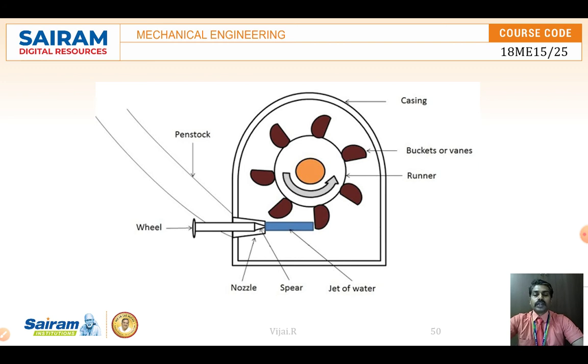So this is how the flow of water can be controlled, and we adjust the water that hits on the buckets or the vanes. You can see the water hits on the bucket tangentially.